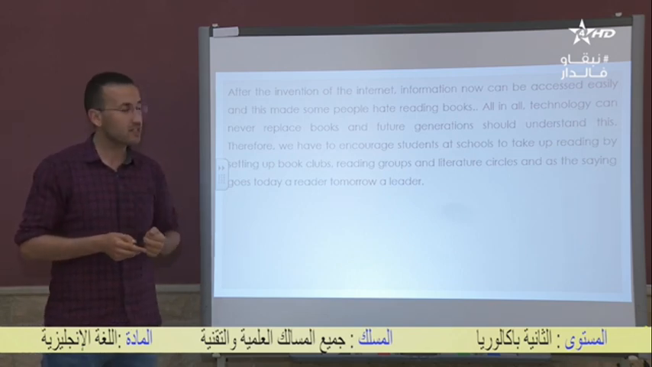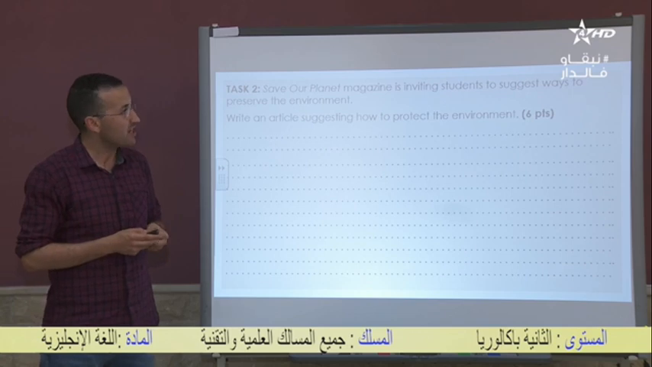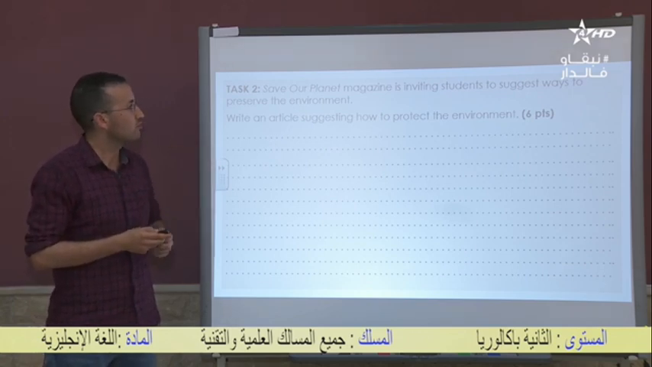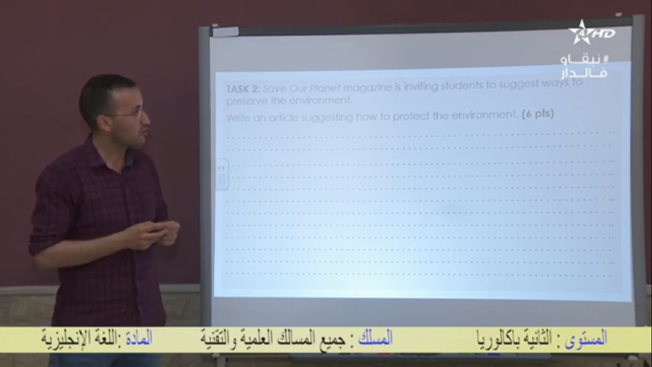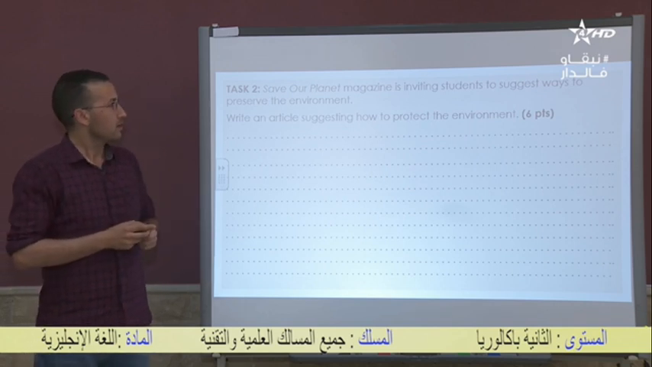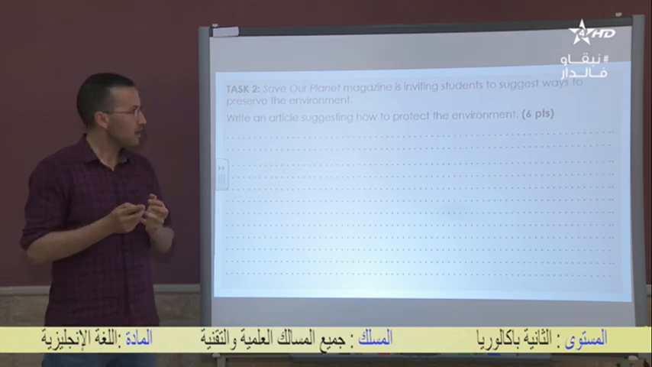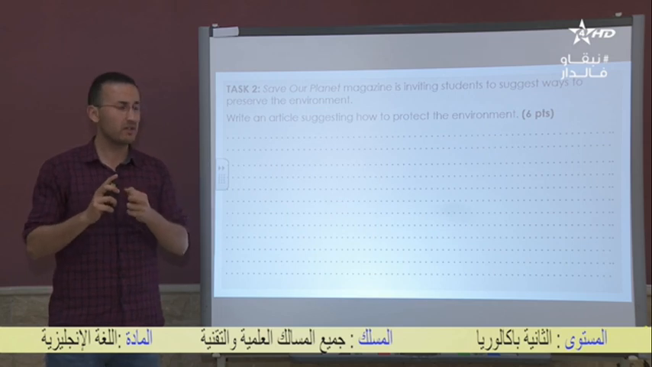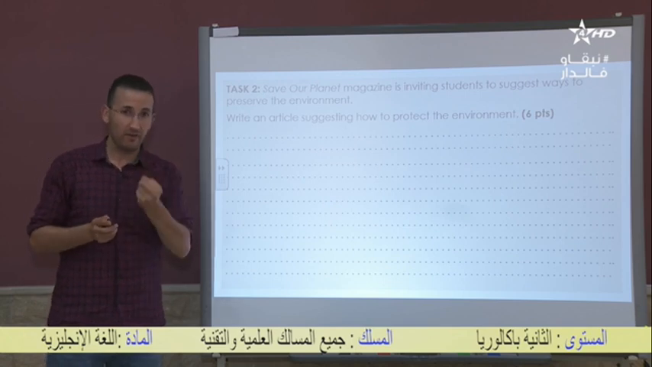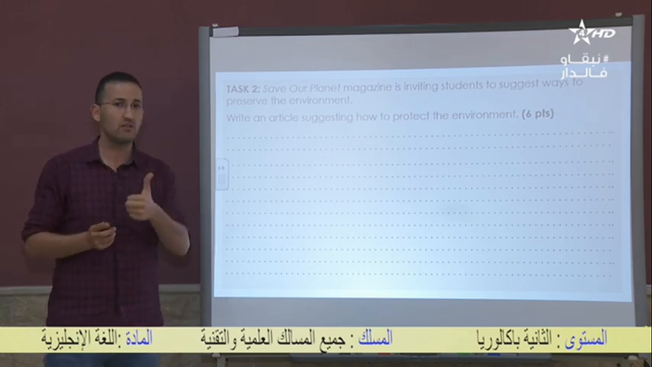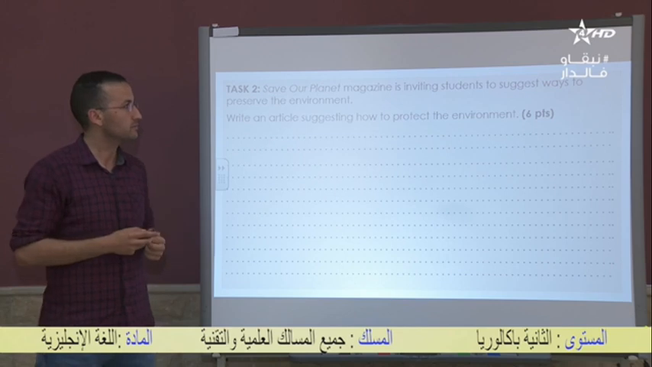Now let's have a look at task 2. Task 2, Save Our Planet magazine is inviting students to suggest ways to preserve the environment. Write an article suggesting how to protect the environment. Okay, so we are going to do the same thing here. We are going to write a paragraph, and we are going to follow the same steps. And as I said before, before we start, you need to plan your writing, have an outline. You should know what you are doing.